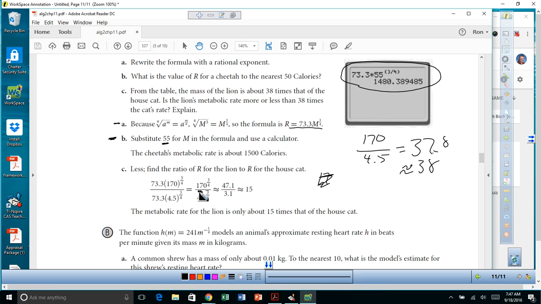Well, the metabolic rate turns out to be about 15. So the metabolic rate for a lion is only about 15 times the house cat.